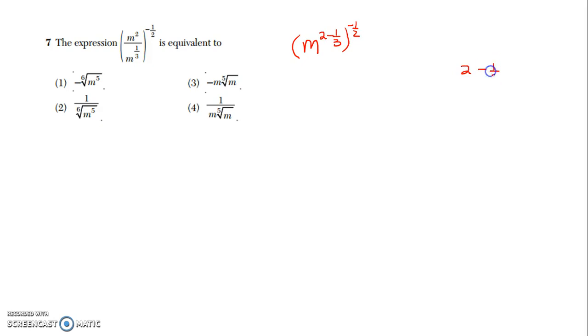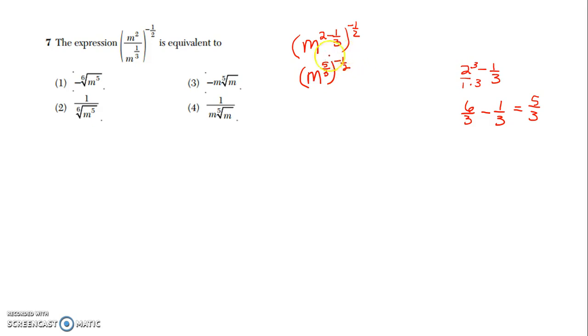2 minus 1/3. You could write 2 as 2 over 1 and multiply numerator and denominator by 3. 2 times 3, that's 6/3 minus 1/3, which gets you to 5/3. 5/3, 3 goes into 5 once with 2/3 left over. So it's 1 2/3, but we can write it as m to the 5/3 within the parentheses, still all raised to the negative 1/2 power.